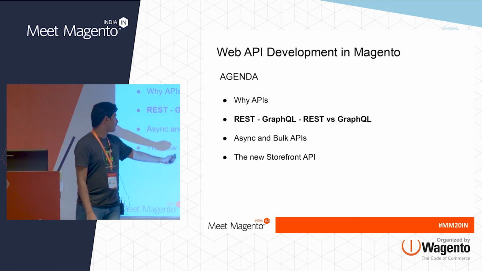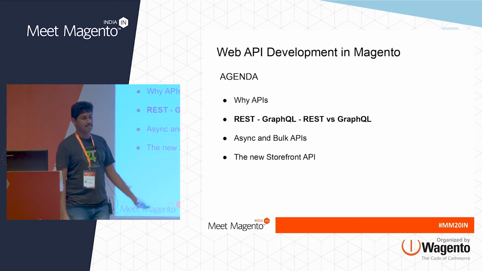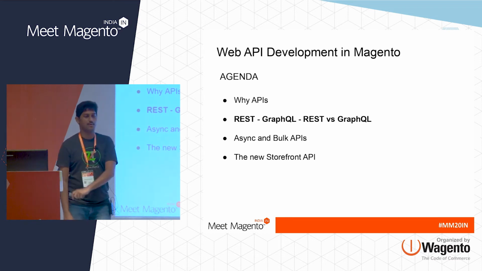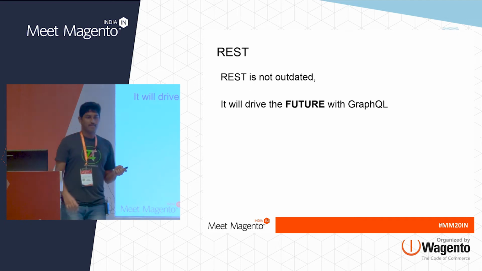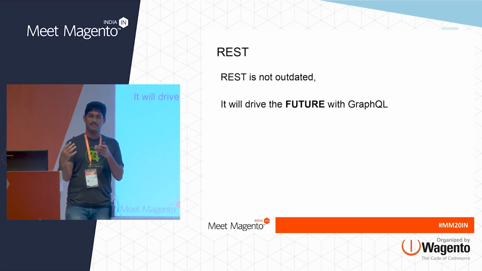So this is the next topic. We will see about REST, we will see about GraphQL, and then we will see about REST versus GraphQL. So REST was developed to solve the problems which we faced in SOAP.